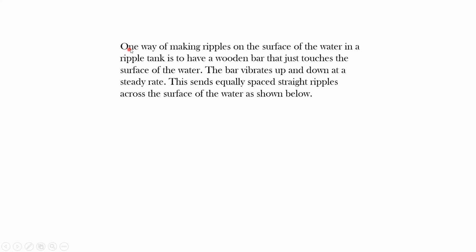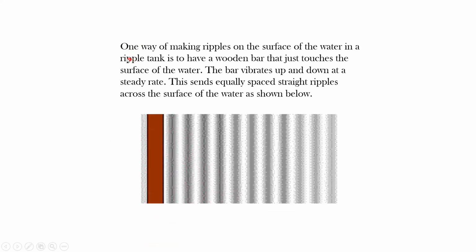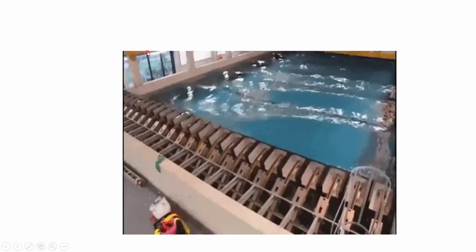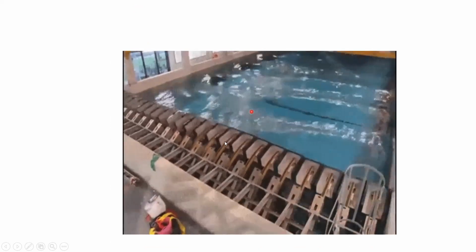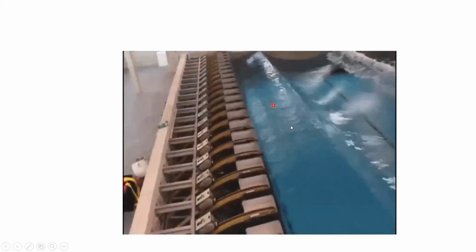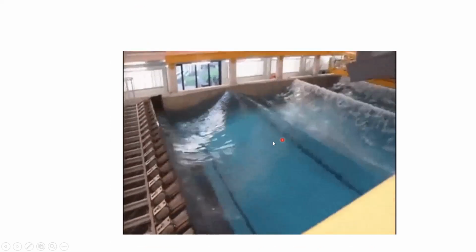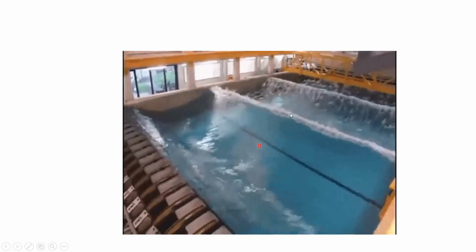So why are we using a ripple tank? Because water waves are easy to produce and we can observe them easily. If we use a large source, as you can see here, these are also wavefronts. But what kind of wavefronts are these? These are the plane wavefronts.